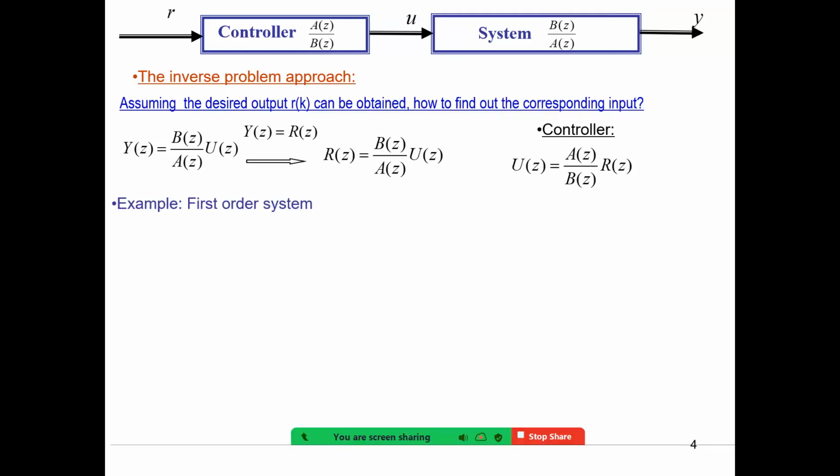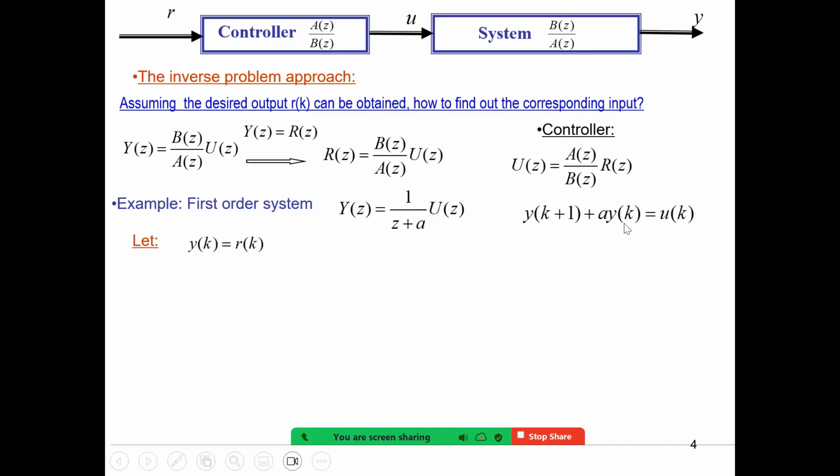Let's take a close look at a very simple system, a first order system like this, which means the degree of the polynomial is one. Let's write down the difference equation for this one. You have a z here; operating on this, you get y(k+1) plus a y(k) equals u(k). Let's follow the inverse model approach. It means I'm going to make my output equal the reference signal R, and let's assume that this can be achieved. Then what is the input? You already know how to compute the input: the input is r(k+1) plus a times r(k).